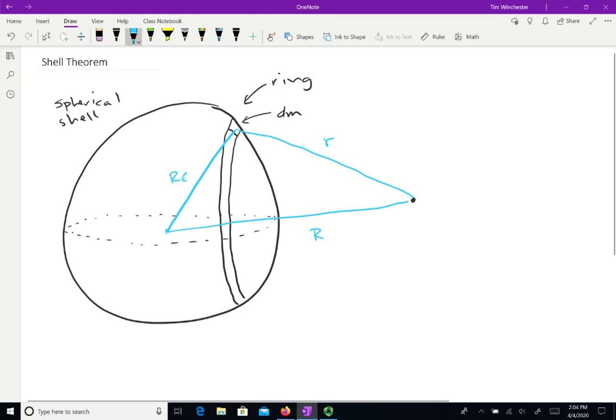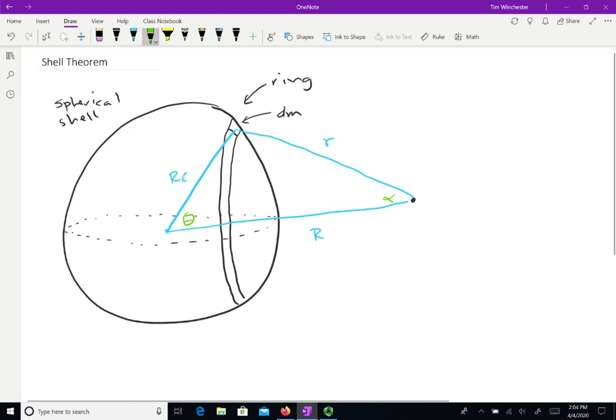Okay, I also want to consider the angles that are present in the problem. There are a couple of angles that I'm going to need to name. So I'm going to name this angle theta, the angle of the location of the mass element relative to this line that points to our object. And then I'm also going to name the angle over here alpha, and that will end up being useful.